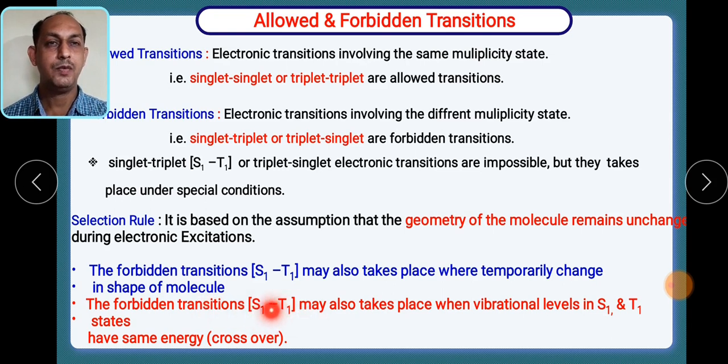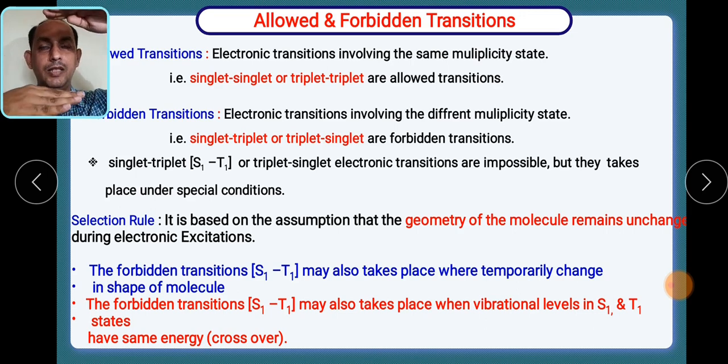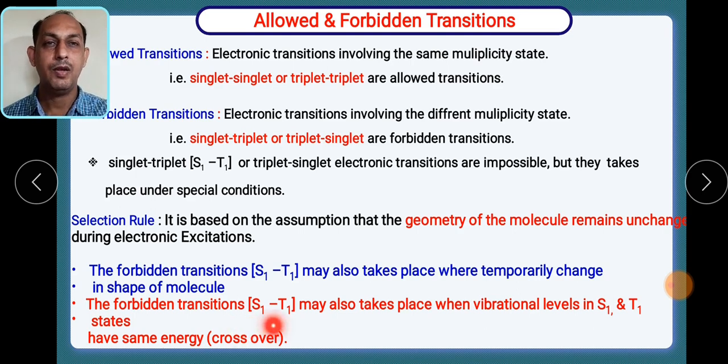Forbidden transition, that is S1 to T1, may also take place when vibration levels in the S1 and T1 states have the same energy. Means S1 and T1, if they have the same energy, in that case also that particular transition is possible. So that particular state is called a crossover. Remember, forbidden transitions from S1 to T1 or T1 to S1 are possible when both these states have the same energy. Generally we see that S1 and T1 have different energies, but this is a thing we have to remember.